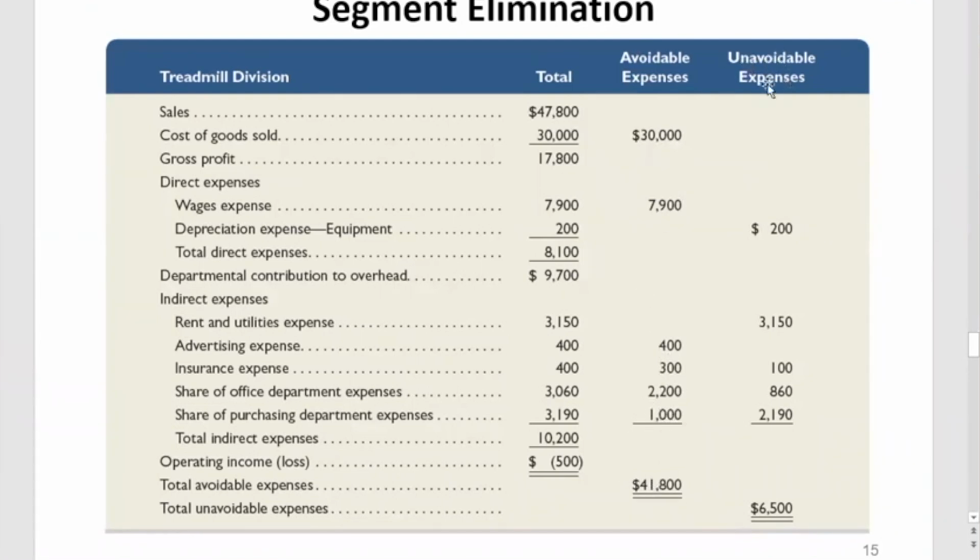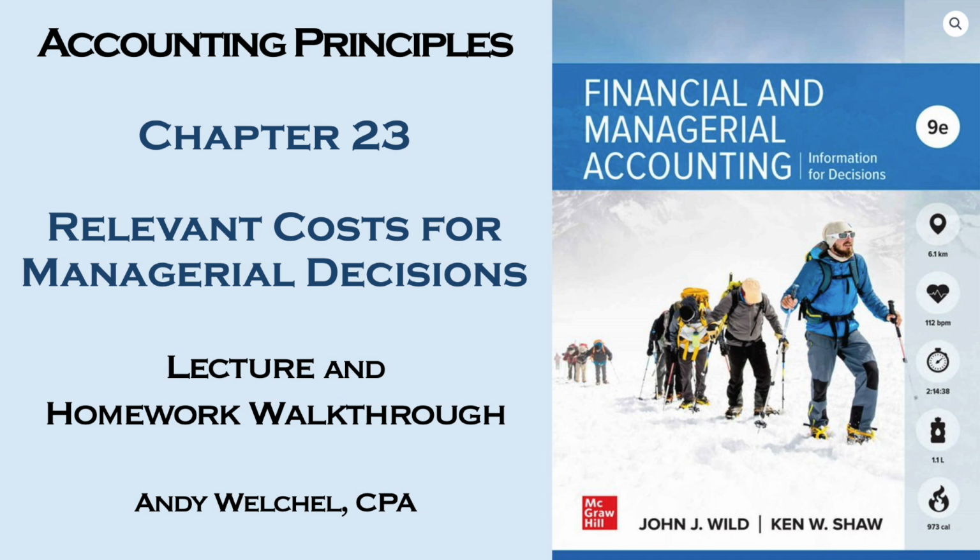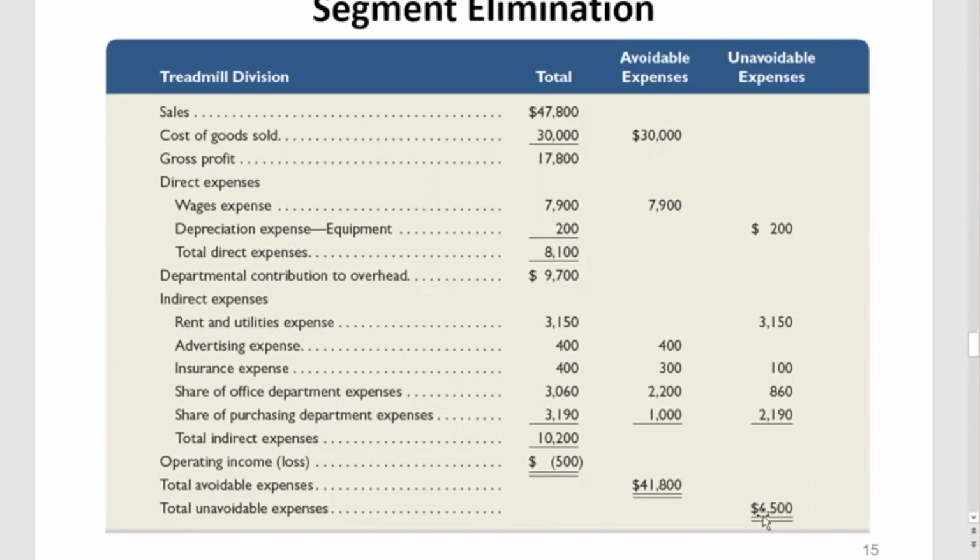But what is this column? Unavoidable expenses. These expenses ain't going away. If we eliminate the treadmill division, we will still have these expenses in our business. We will still have that depreciation, rent, insurance, and so on. We will still have $6,500 of expenses. Those are not going away. Eliminating treadmills, is it really worth it?